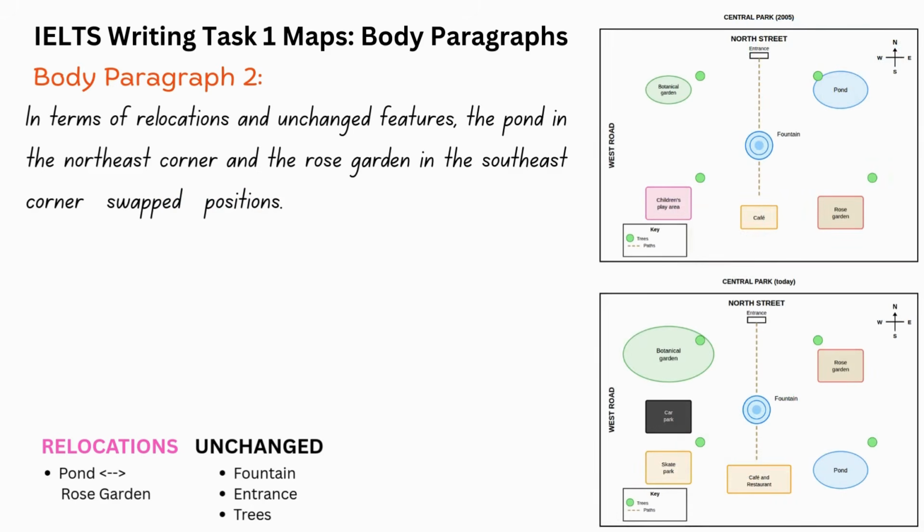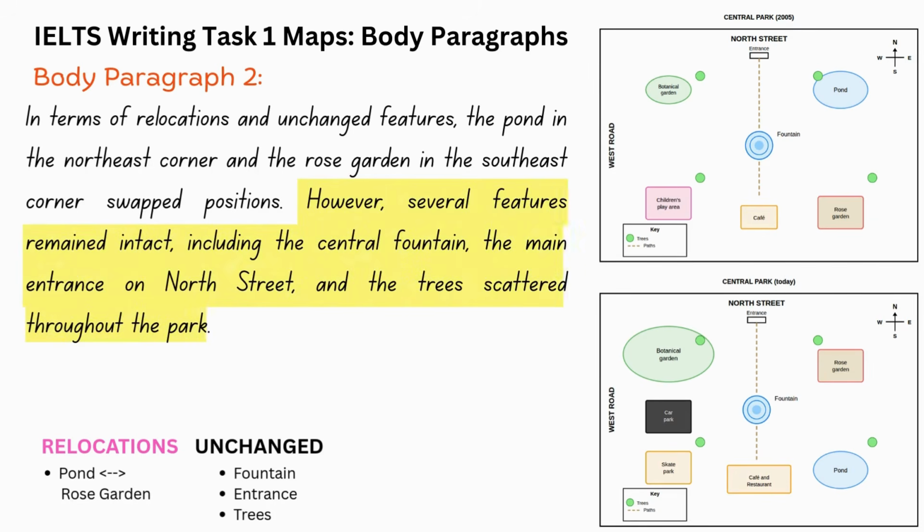Now, I'll finish the paragraph with the unchanged features. However, several features remained intact, including the central fountain, the main entrance on North Street, and the trees scattered throughout the park. Notice I used however here. This is a contrast word that signals we're shifting from talking about changes to talking about things that did not change. And that's it. We've described all the features of both maps.